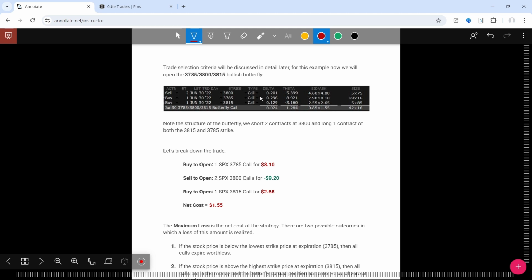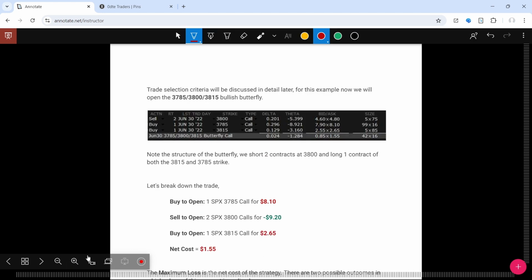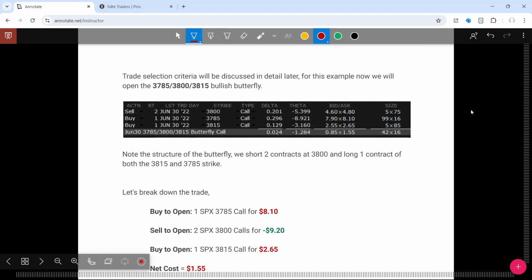So what we would want to do is sell 2 contracts at 3,800. Okay, so we are short. And what happens when you short an option? You collect a credit, right? So in this case, we would collect a credit, and then we will buy our wings. So we would buy one on the upside, one on the downside, and we will talk about strike selection here in a sec. But in this example, this is a 15 wide butterfly structured at 3,800.